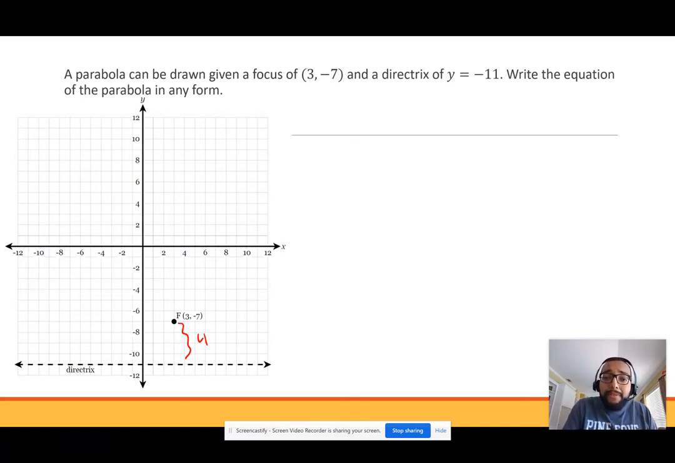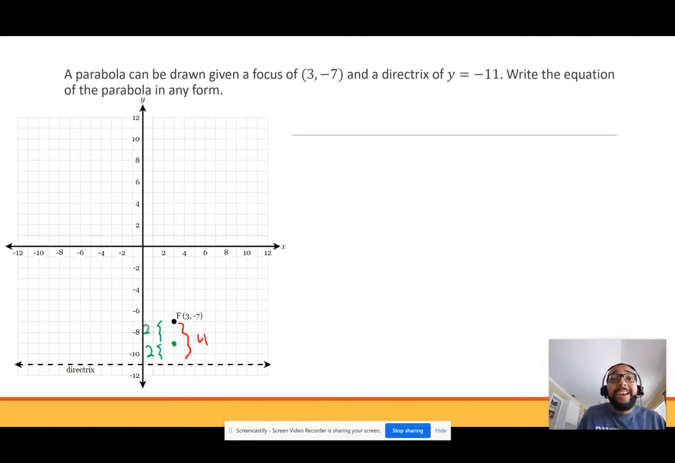If you have the graph, or if you just plot it out, just count out what's in between them. So clearly, the focus and directrix are 4 units apart here. So halfway in between 4 would be 2. That means my vertex is 2 away from the focus and 2 away from the directrix.